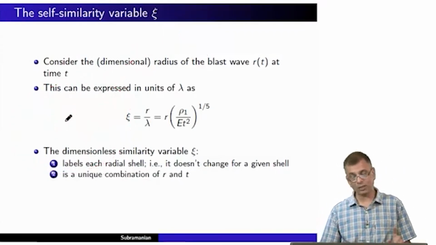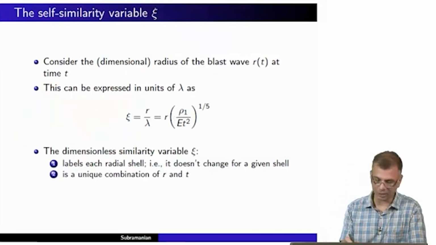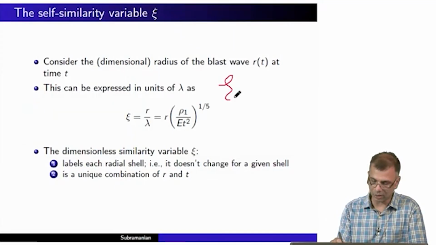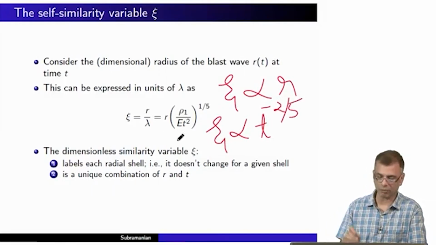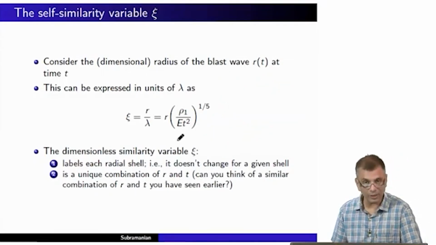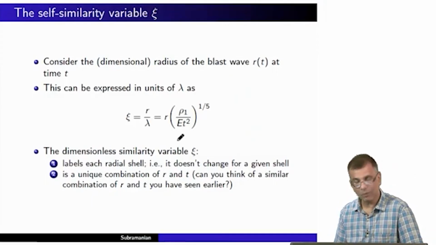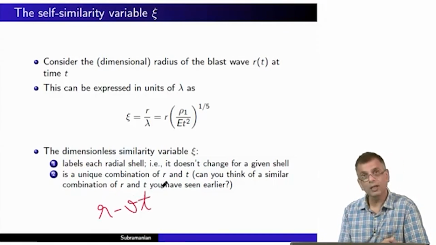It's a unique combination of r and t, as you can see. Psi is directly proportional to r, and also psi is proportional to t raised to minus 2/5. That just follows from here. Can you think of a similar combination of r and t that you've seen earlier? How about r minus vt?